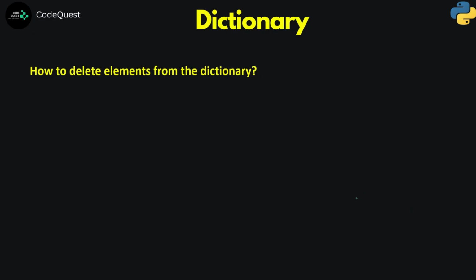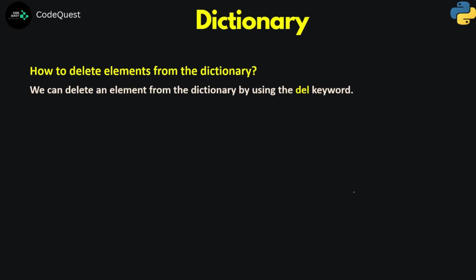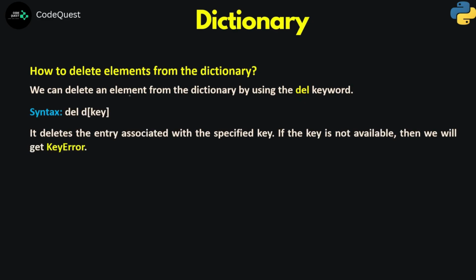How can we delete the elements from the dictionary? We can delete the elements from the dictionary by using a keyword, that is del. Just like we use del for deleting any of the objects present in Python, the same we can use here. So when we write del followed by the dictionary name and within square brackets the key, it is going to delete that entry which is associated with this specific key. Now, if I'm trying to delete an item whose key is not available, then we are going to get a key error.